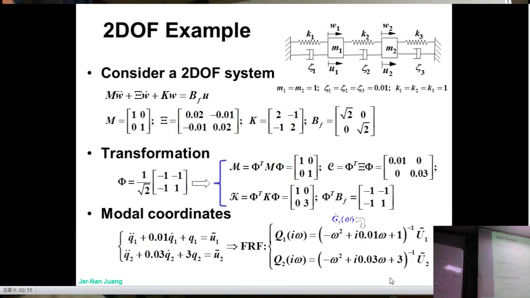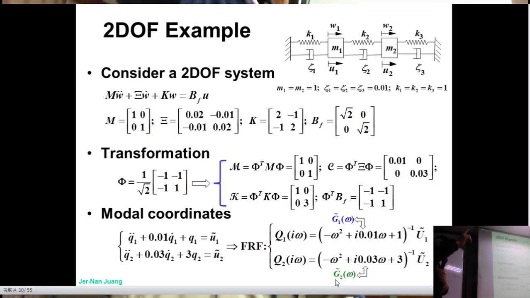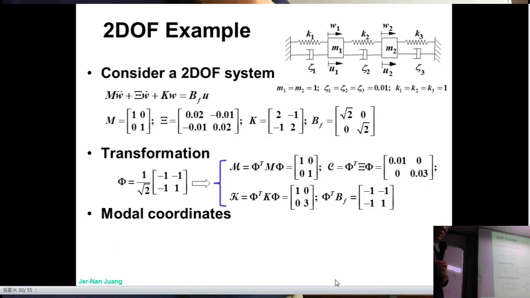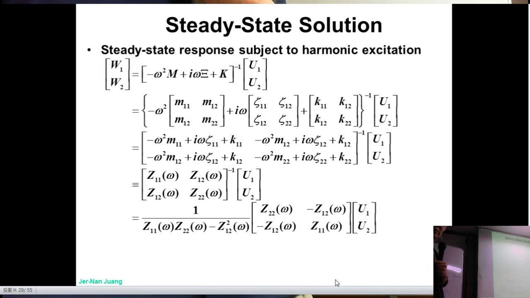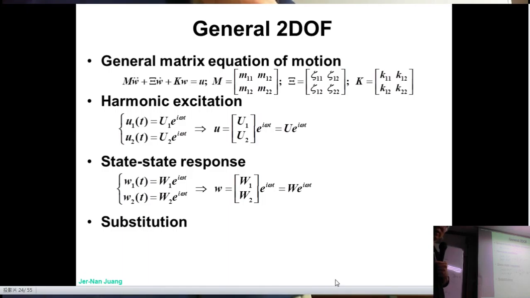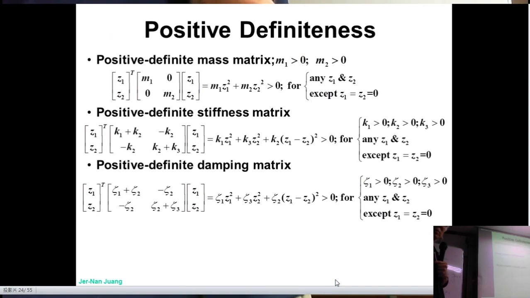So when you plot, look at the next page. This we call G1 tilde omega, G2 tilde omega. If you remember, you can go back a few slides. I talked about only 1 degree of freedom system. It's just like that. Do you agree? Agree? Yeah. It's exactly the same as if you go back to look at that 1 degree of freedom.